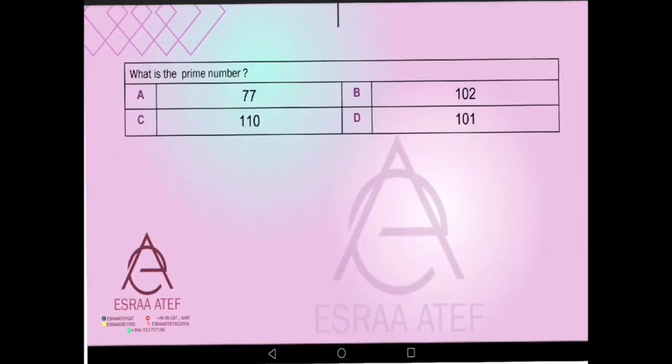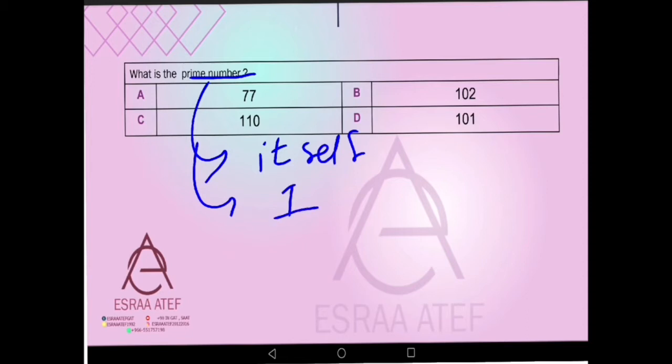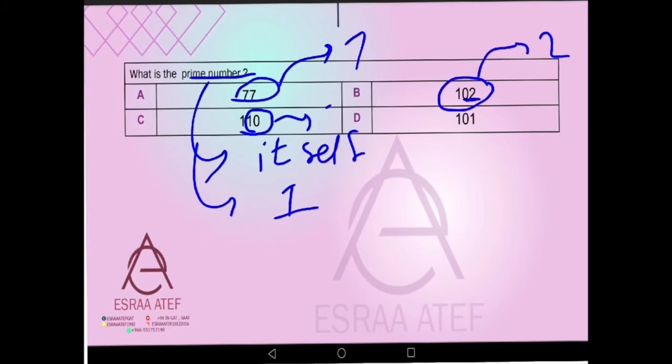Here he wants you to get the prime number. How can we get the prime number? What does prime number mean? It's only divisible by itself and by 1. Here, 77, no, it can be divided by 7. 102 finishes with 2, an even number, so it can be divided by 2. Here it finishes with 10, so it can be divided by 5 and 2. And it can be divided by 2, the same.